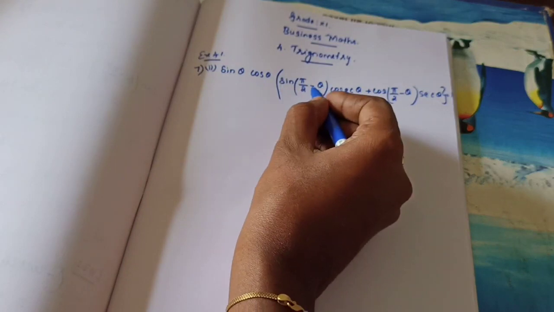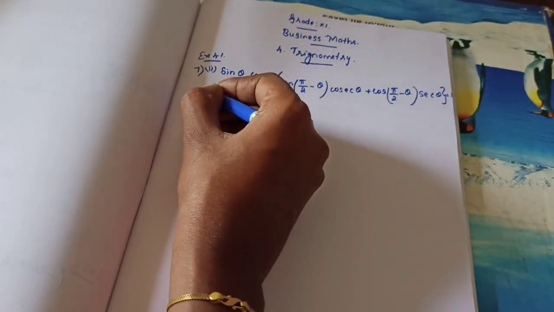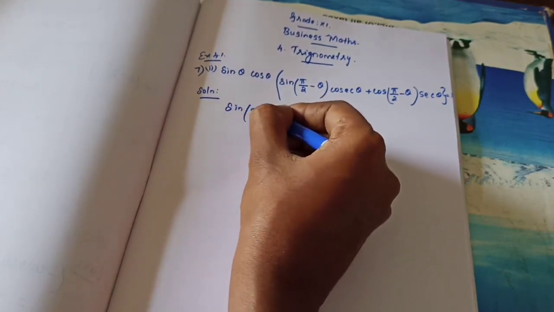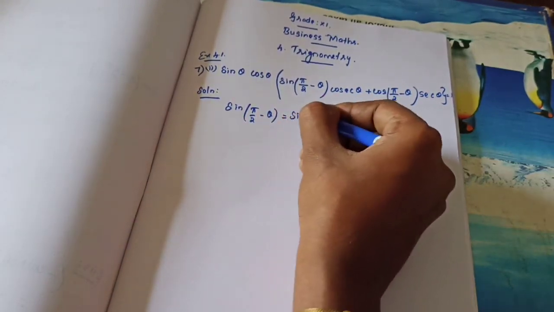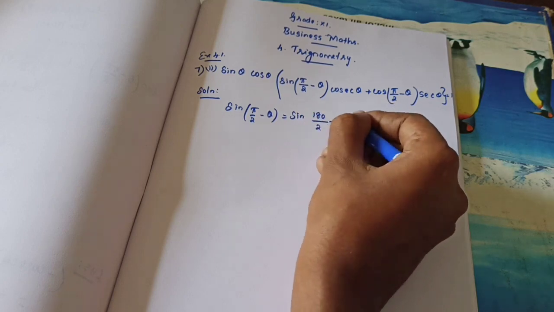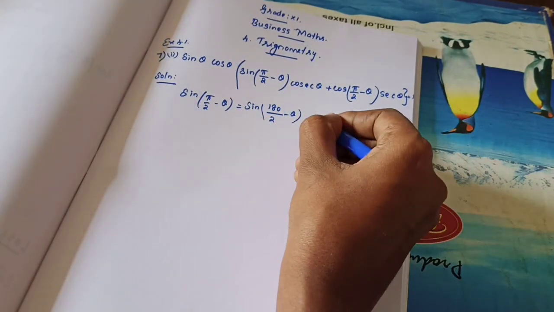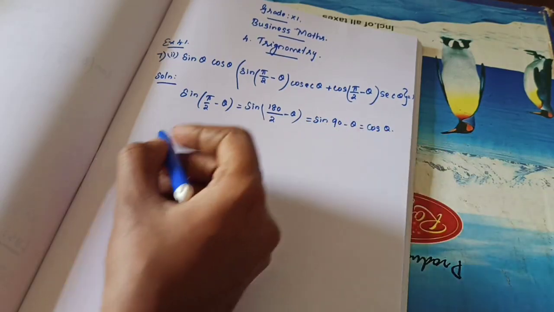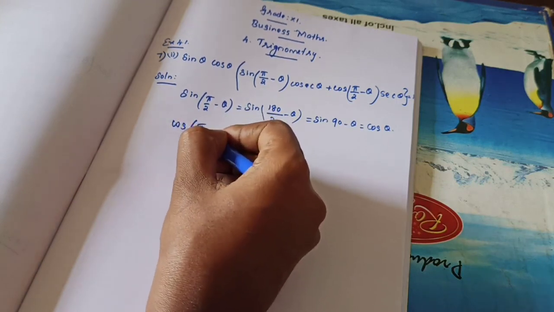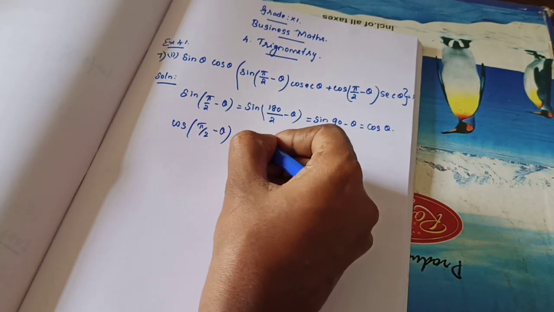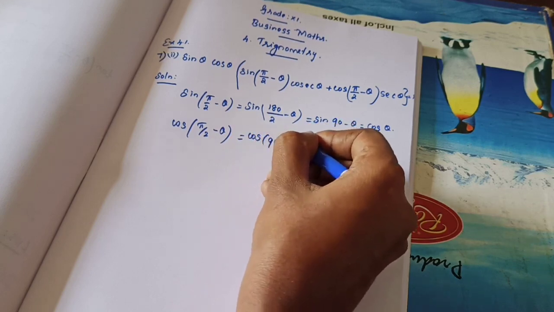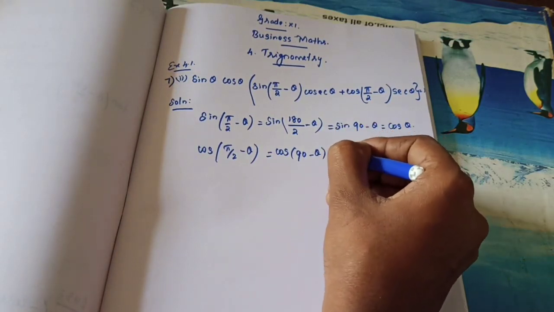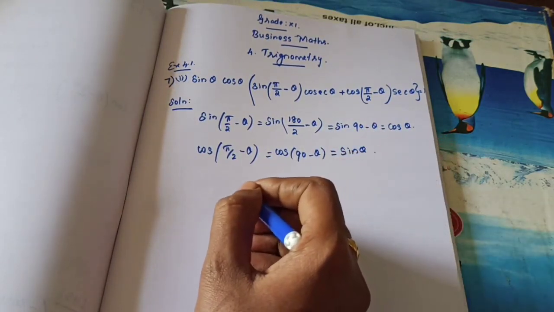So sin of 90 minus theta, directly if you can, you can do it, otherwise do it separately. Sin of pi by 2 minus theta is the same as sin of 180 by 2, correct? So it is the same as sin of 90 minus theta. What's sin of 90 minus theta? Cos theta. Cos of pi by 2 minus theta is the same as cos of 90 minus theta. What is cos of 90 minus theta? Sin theta. Correct? You can apply all this.